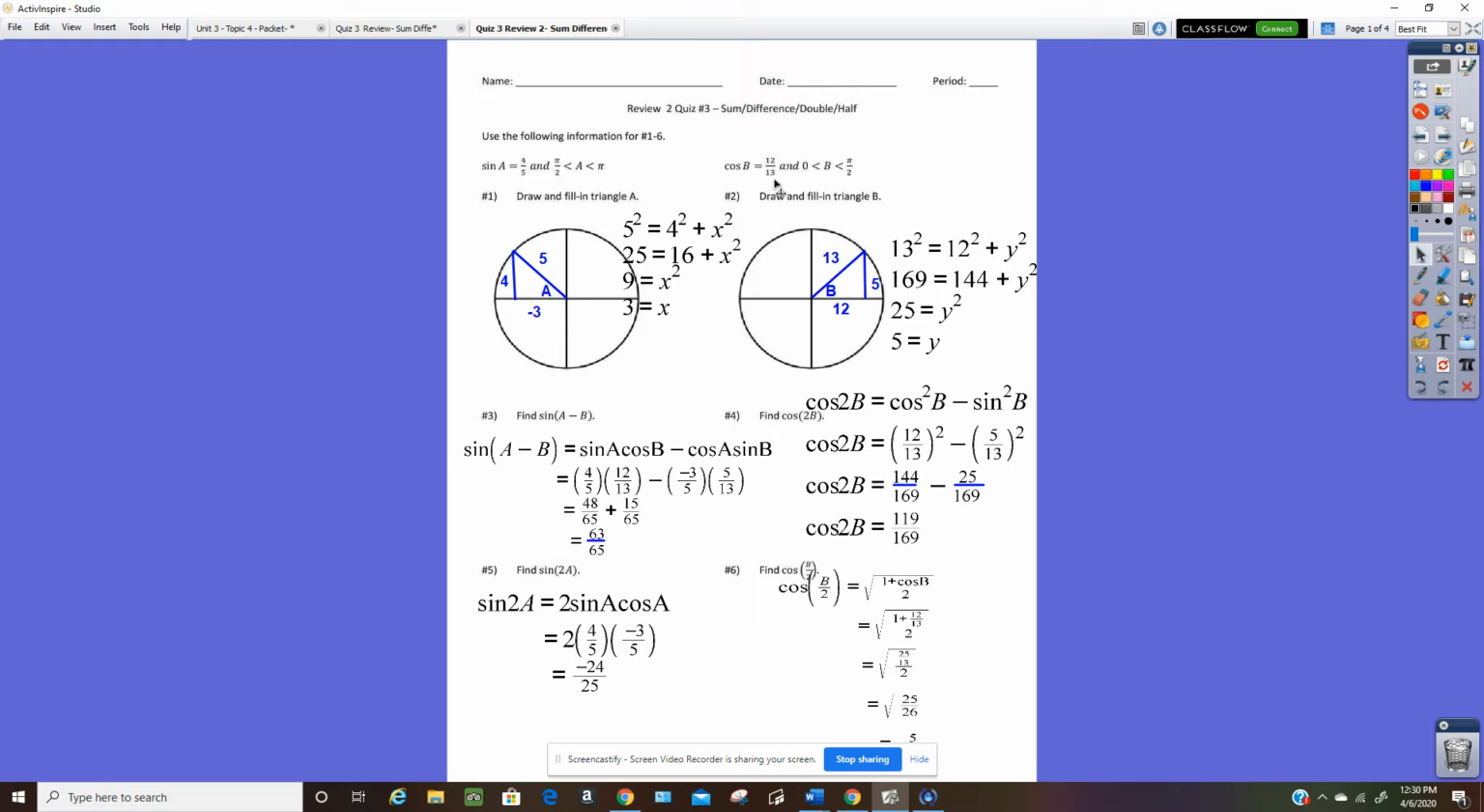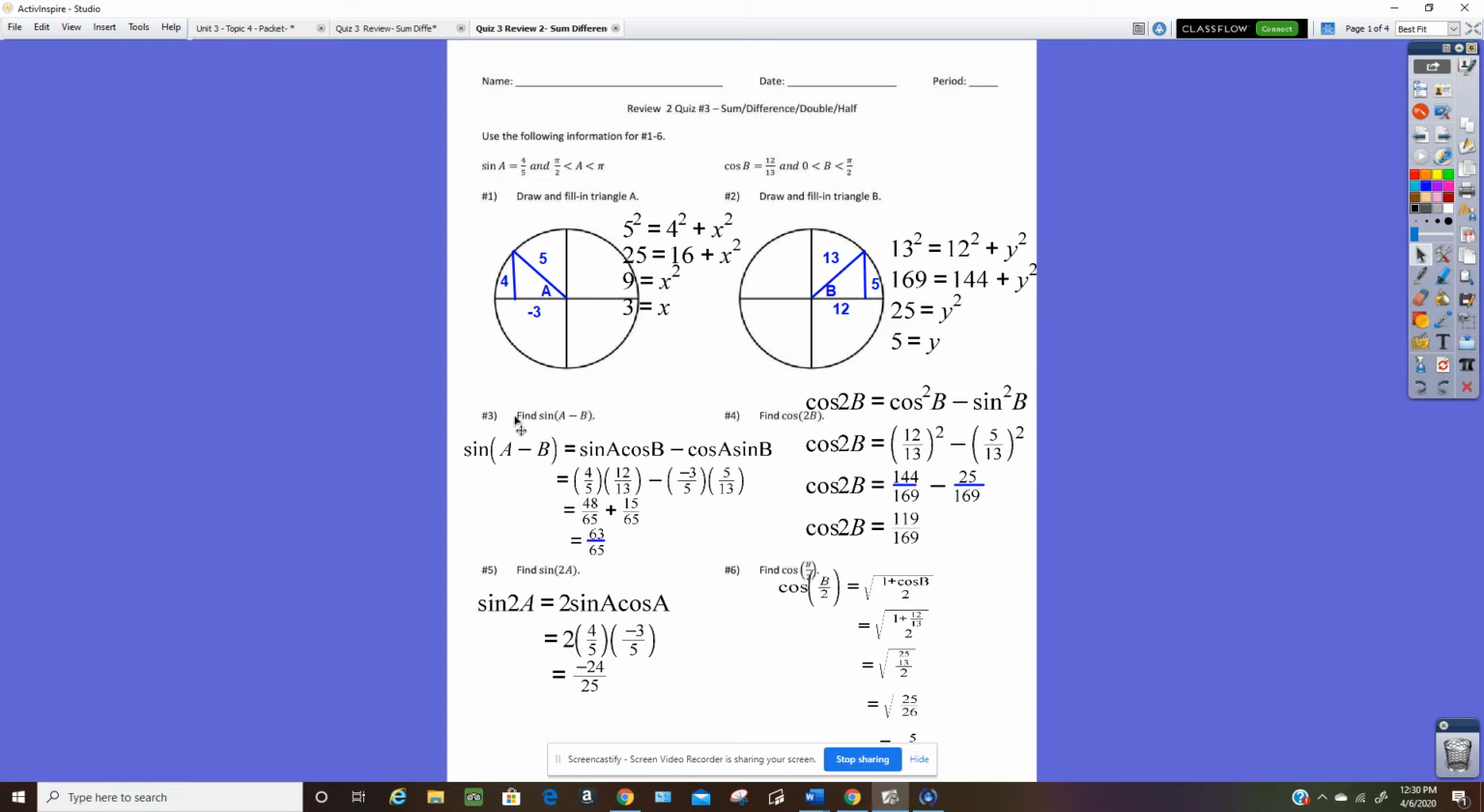All right, and then the second drawing, cosine B is 12/13, and you're in the first quadrant between 0 and 90. So you draw the reference triangle here. Here's angle B. The adjacent is 12 and the hypotenuse is 13. You use Pythagoras to find this side, and the side is 5.